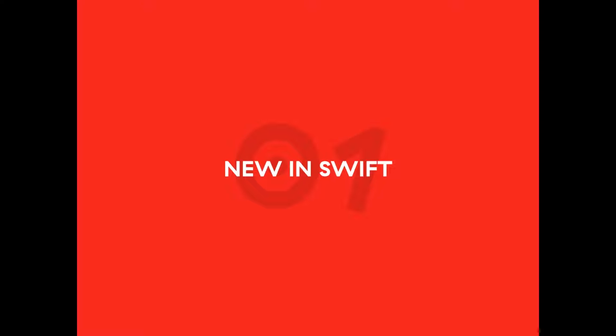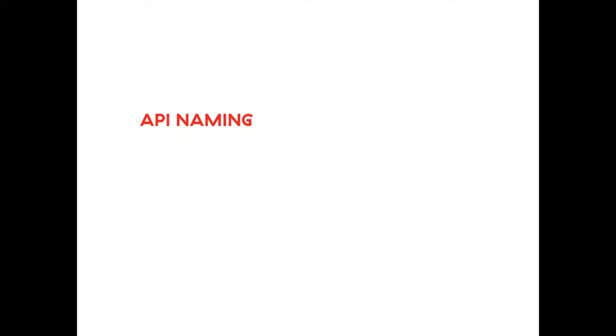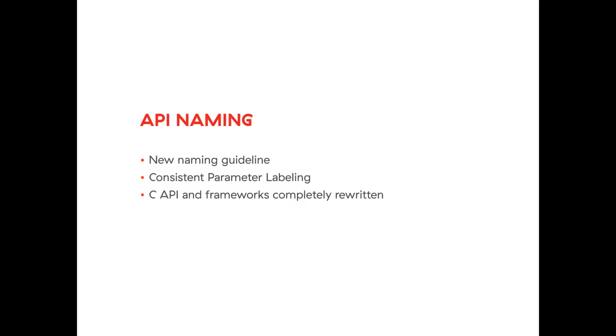So first of all, what's new in Swift? The biggest change is the new API naming. So we have a new naming guideline. The goal was to omit redundant data and to make it more readable. Next, we have consistent parameter labeling. From now on, your first parameter label will always be visible in your function. And C APIs and frameworks are completely rewritten. Core Graphics and Grand Central Dispatch look more Swifty than before.